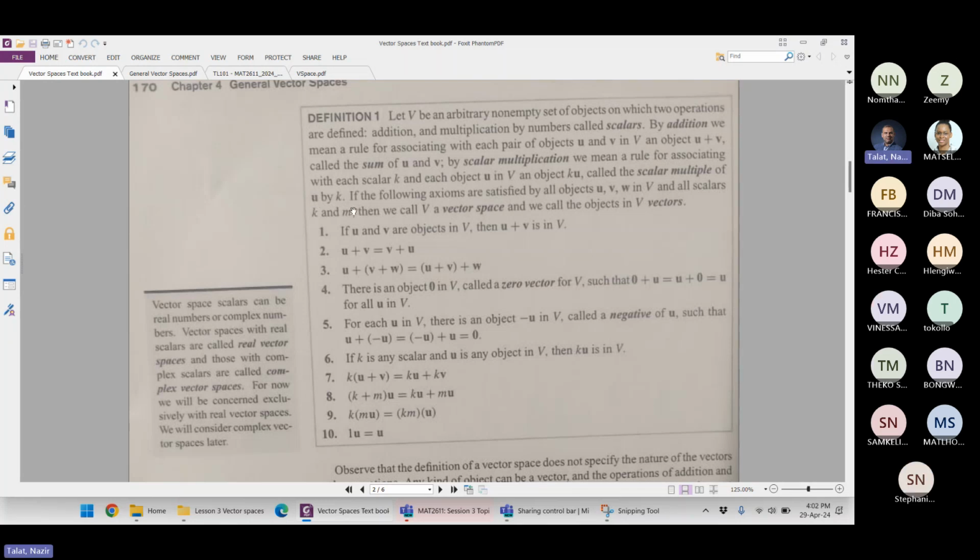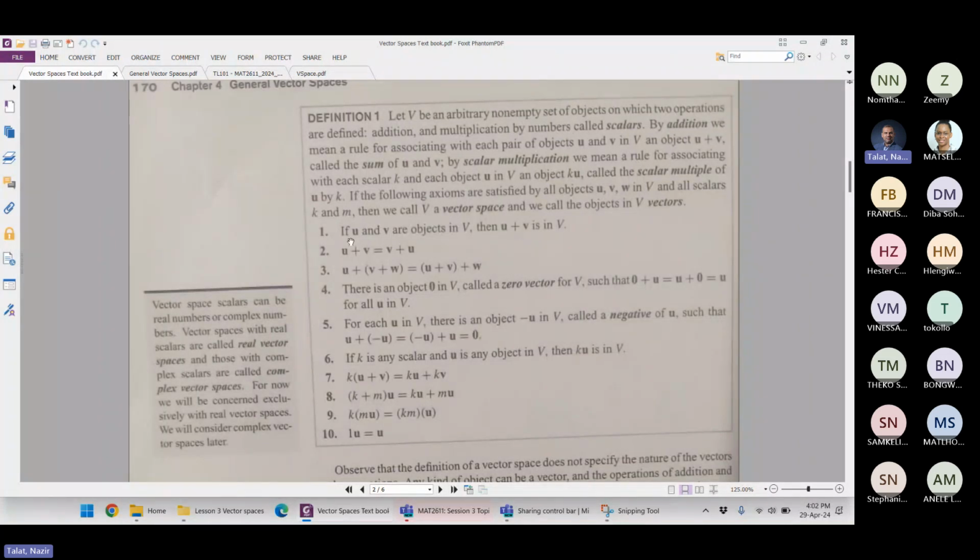And in general, this set capital V, which is a non-empty set, is called a vector space over the vector addition with plus sign and scalar multiplication with k times u, like you see, ku. So we have vector addition and scalar multiplication allowed in that. Under that, V is called a vector space if it satisfies these important 10 axioms.